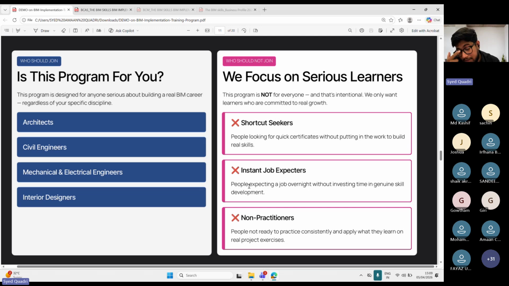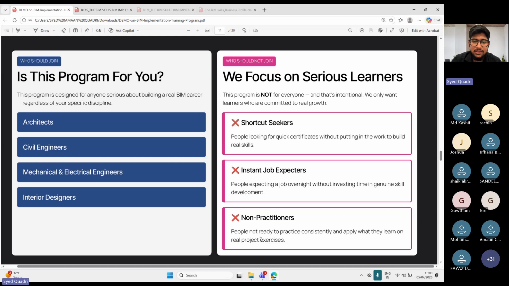During the interview, now we are seeing on an average basis they are not asking questions about what is your hobby, or tell me five strengths about yourself, five weaknesses. In recent times, we see companies directly focusing on work, majorly. Also non-practitioners, people who are not ready to practice consistently and apply what they learn on real project exercises.